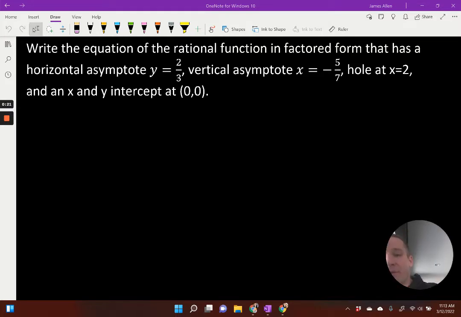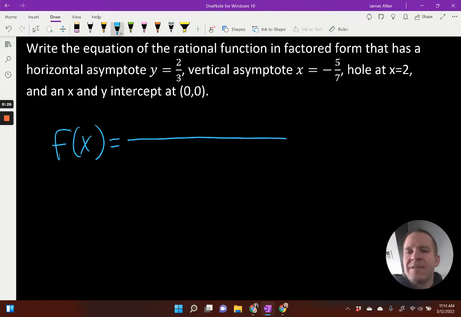Here's what I'm thinking. First off, I'm going to select a marker here, if it lets me. And I'll set up f of x equals and then a fraction line. It is asking for a rational function, so I do need to have function notation. Now I can get to work. The first thing I'm going to focus on is jumping over the horizontal asymptote and going right to the vertical asymptote. So let's do this part in pink.